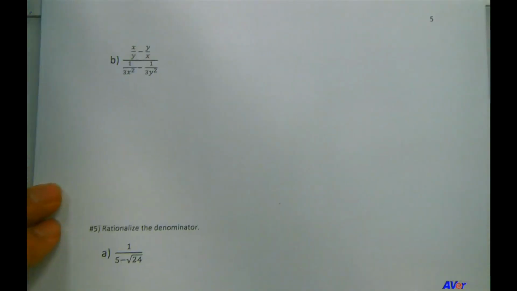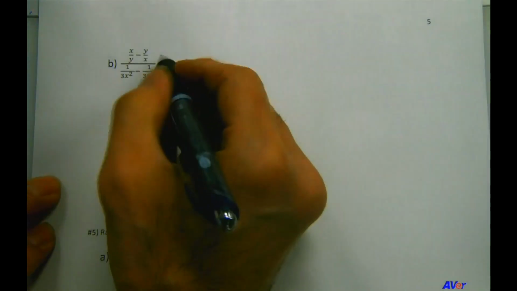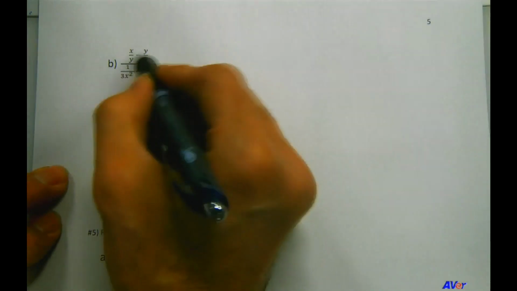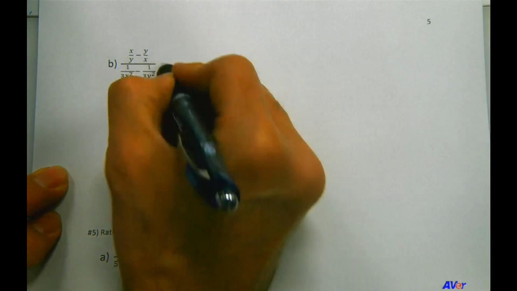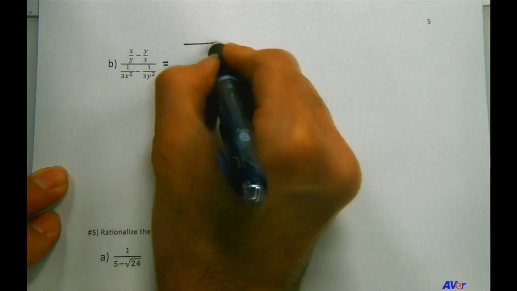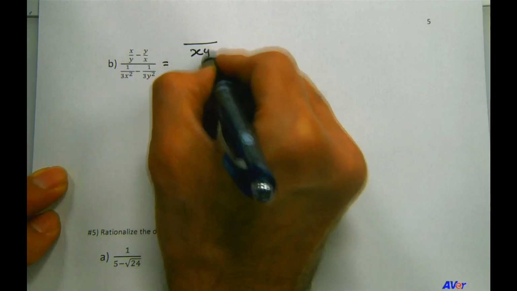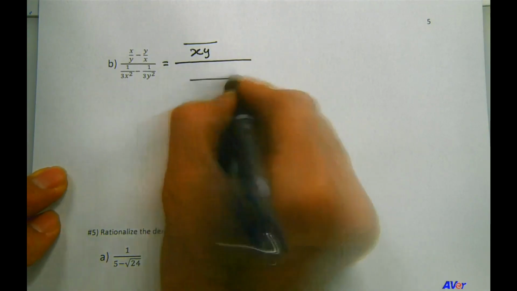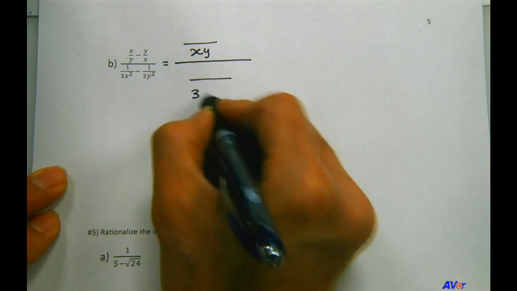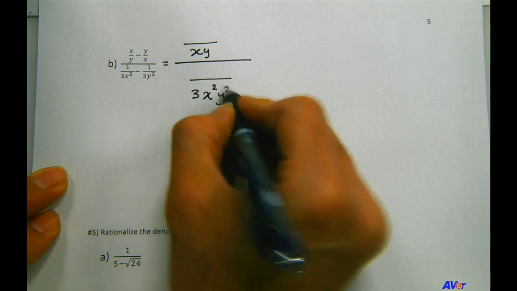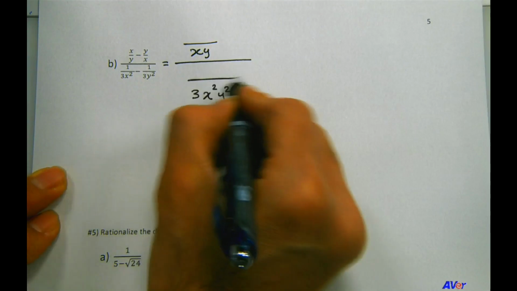Okay, so let's do this one. Here, once again, let's take the common denominator in the numerator and then the common denominator in the denominator, and then we'll simplify after that. So the common denominator in here is x times y, right? The common denominator here is 3 times x squared times y squared, right? 3 times x squared times y squared is the common denominator there.